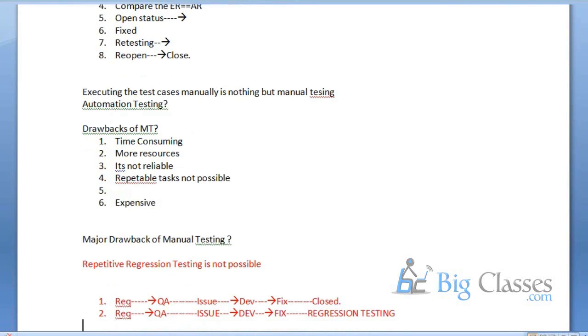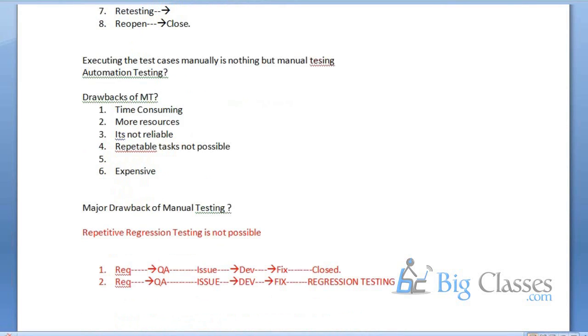Doing this regression testing repeatedly by manual testing is not possible. To overcome this, we take the help of automation testing. The major drawback of manual testing is that repetitive, frequent regression testing is not possible.